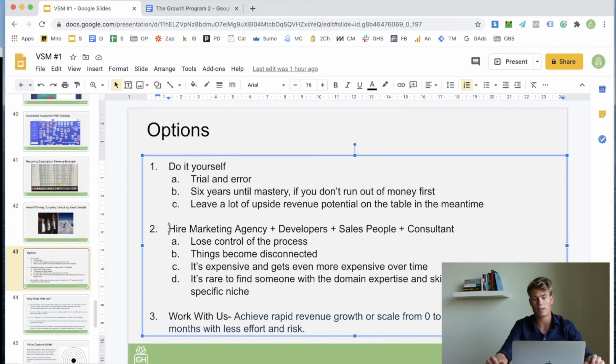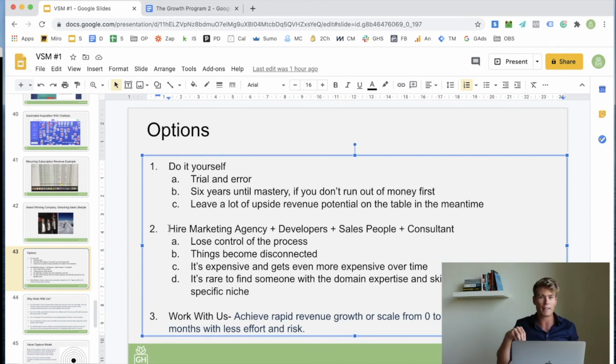Your second option is you could hire, and these people you would definitely need to hire all of them. You could hire a marketing agency, developers, salespeople, and a consultant, okay? You could hire all of those people and then try and sit in the middle and try and pull things together. But how well people perform is going to be based on the instructions that you give. So if you haven't got the kind of insights that are going to allow you to achieve the big results, then the performance will suffer as a result of that, firstly. And secondly, you're going to lose control of the whole process.